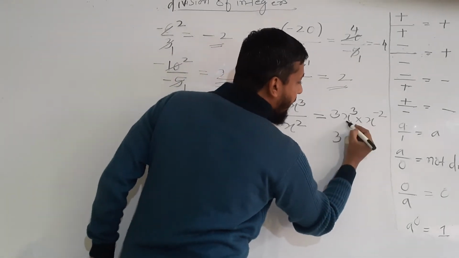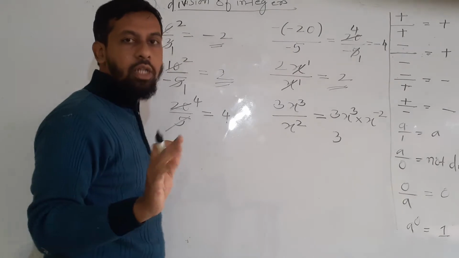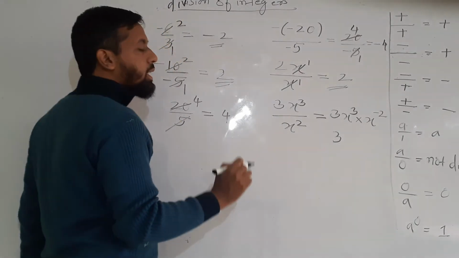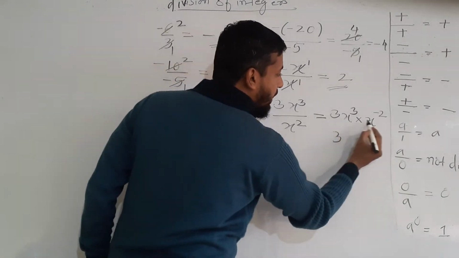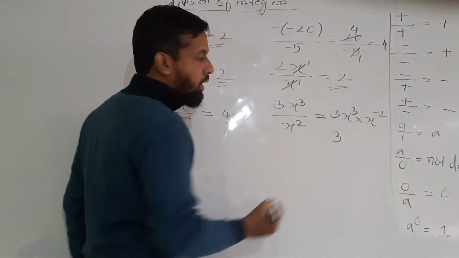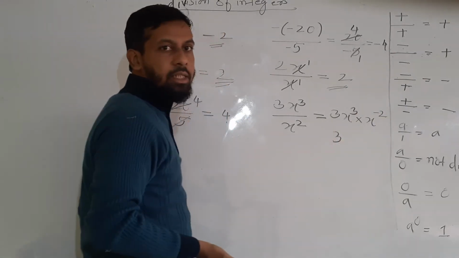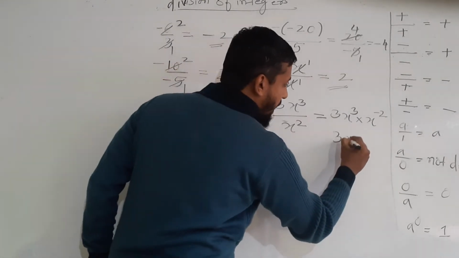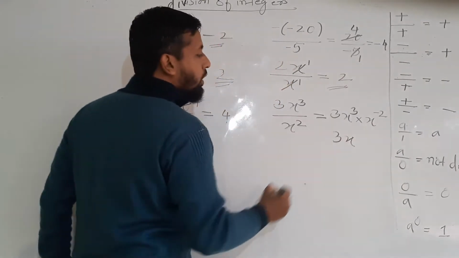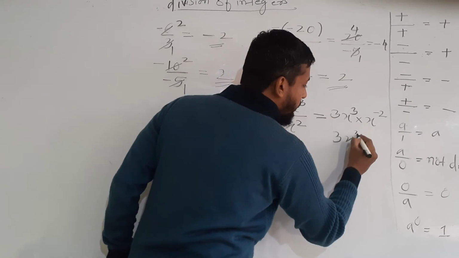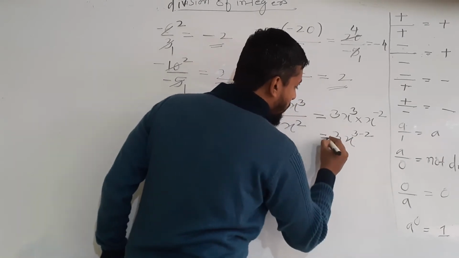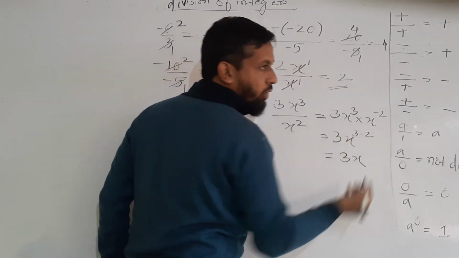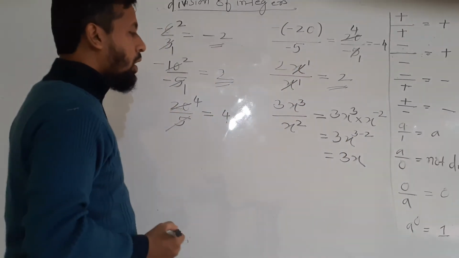If bases are same, powers can be added or subtracted. Here bases are same. These two powers can be subtracted because one sign is plus, another is minus. So I will write the base first. Then I can subtract these two. 3 minus 2. What is the answer? 3x to the power of 1. If it is actually power of 1, we don't need to write it.